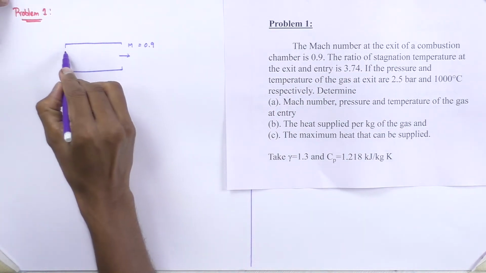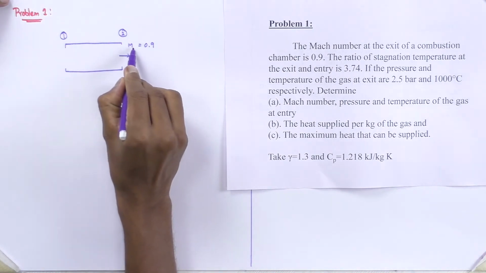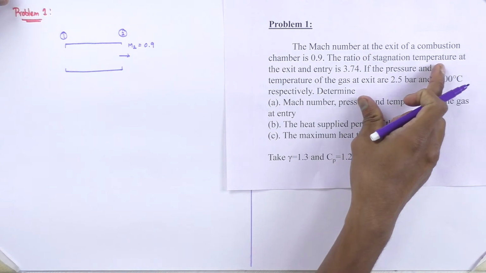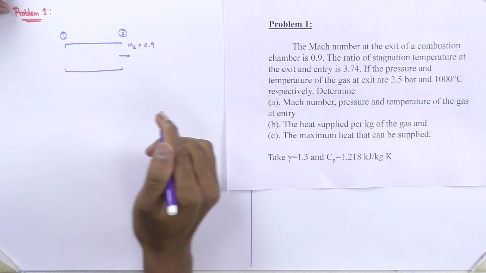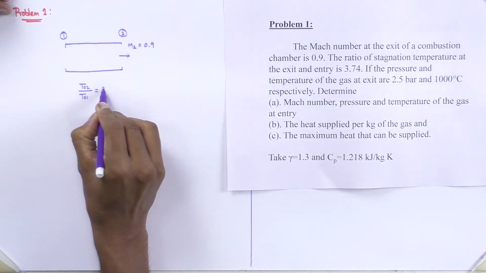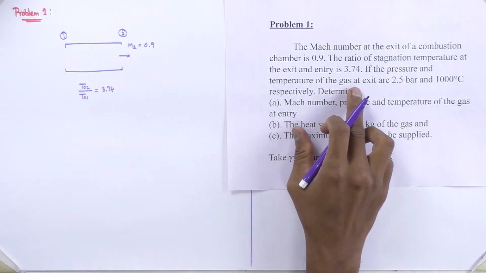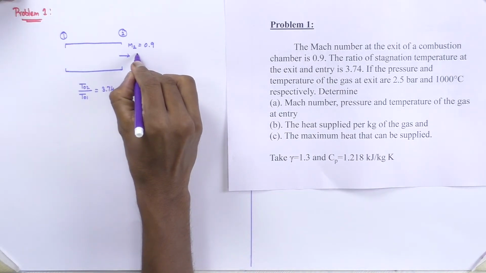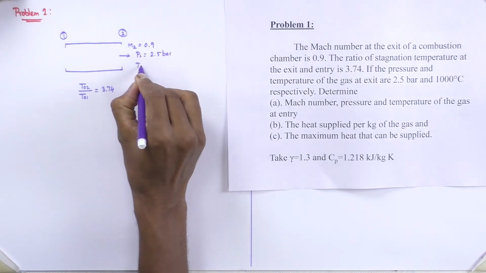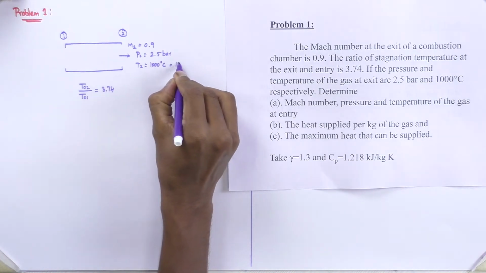Let's say inlet is state point 1 and exit is state point 2. So this will become M2. So here M2 is equal to 0.9. The ratio of stagnation temperature at the exit and entry is 3.74. That means T02 divided by T01 is equal to 3.74. If the pressure and temperature of the gas at exit are P2 equal to 2.5 bar and T2 equal to 1000 degrees Celsius, in terms of Kelvin it is 1273 Kelvin.